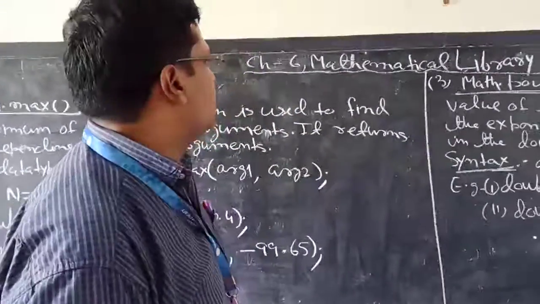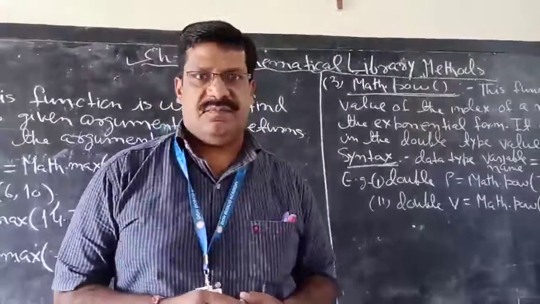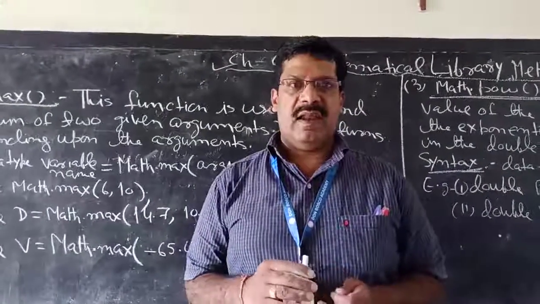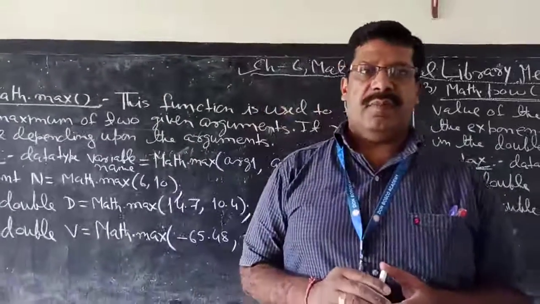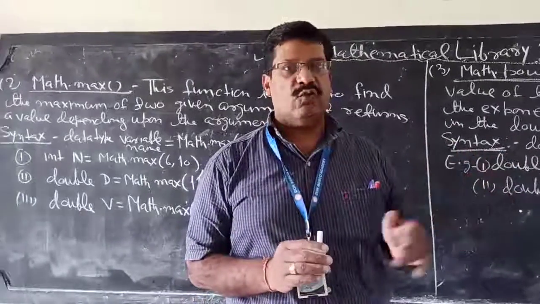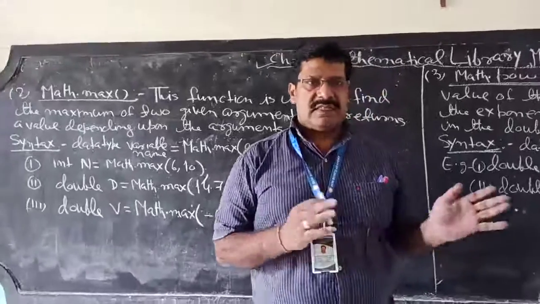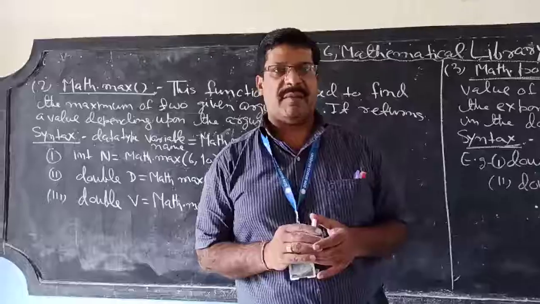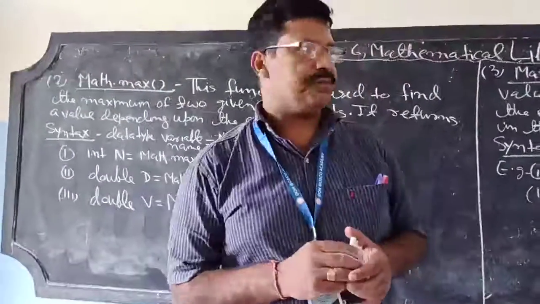In our last class, we started chapter 6, mathematical library methods. In this chapter, what we discussed last day is that there are two types of Java function: user-defined function and the library or built-in function. And these library functions are of two types, mathematical function and string function. In this class, we are going to discuss only the mathematical functions, the functions which do mathematical calculation. And string functions we will do in class 10.